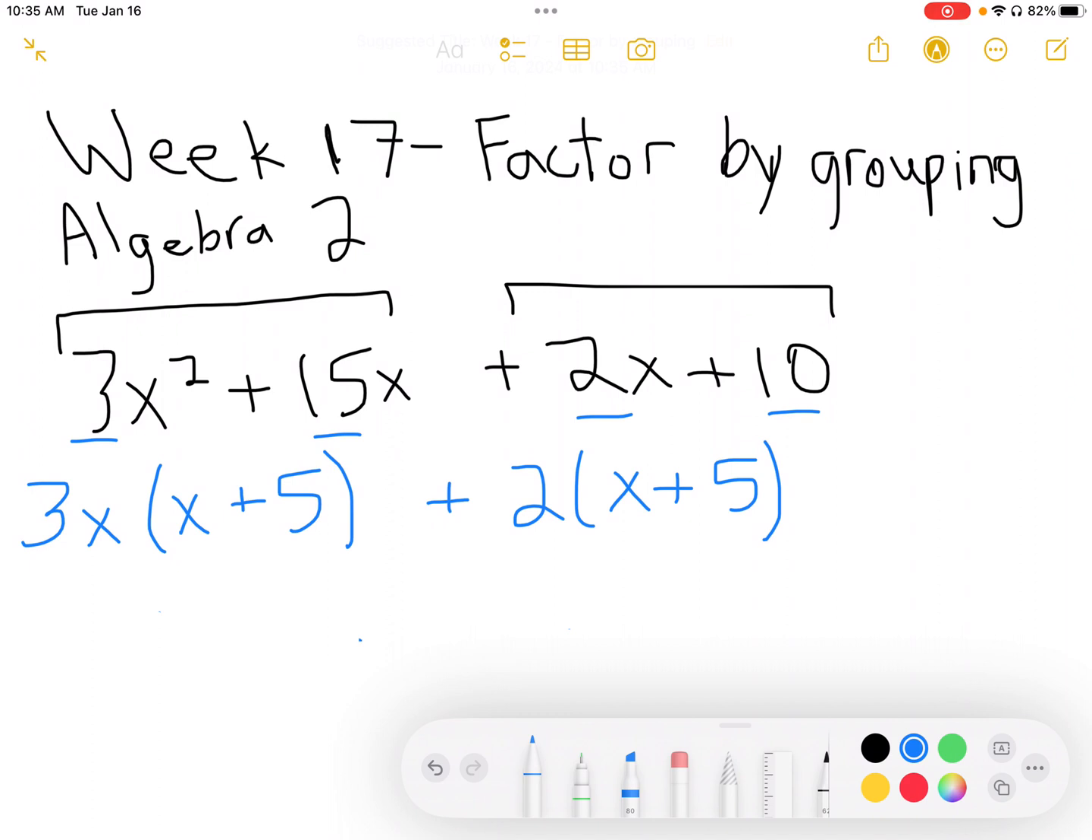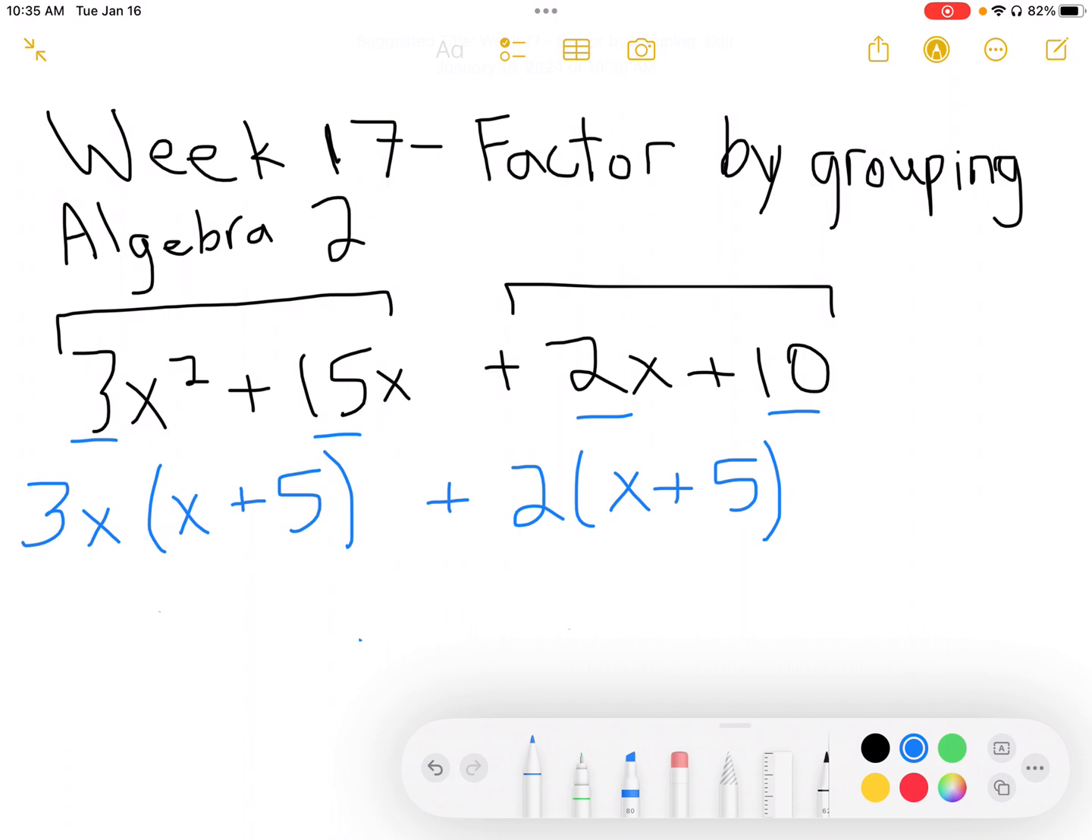If we follow the steps they have for us there, they said to separate the following into groups of two terms. So what I did here is I separated into two terms, and then we found a common factor for each group. For the first one, we can take a 3x out, and then we have x plus 5, and then we have 2 times x plus 5 as well.